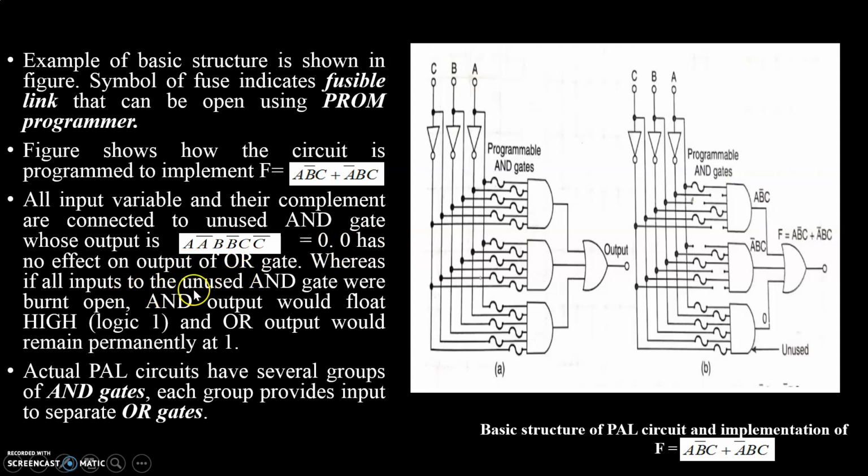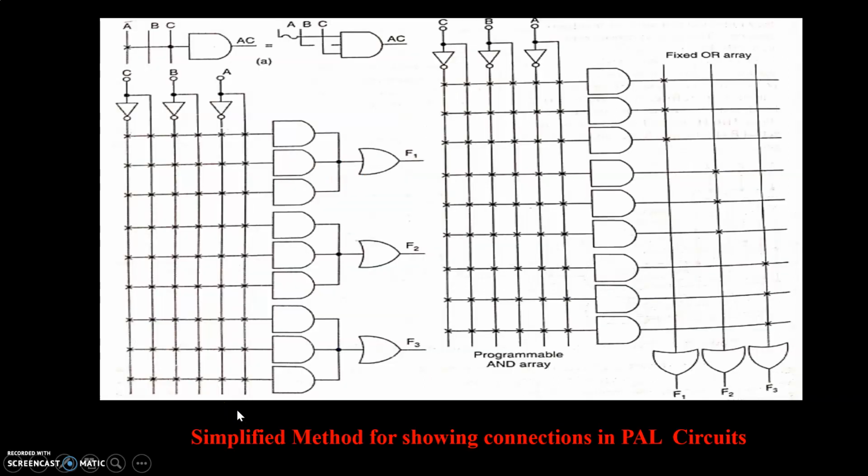Whereas if all the inputs to the unused AND gate were burnt open, the output would float high at logic 1, or the output would remain permanently at 1. Actual PAL circuits have several groups of AND gates. Each group provides input to a separate OR gate. This is the circuit diagram of PAL. You can see here there are 9 AND gates and 3 OR gates. Each of the AND gates receives the input from the 3 variables A, B, C in complemented and uncomplemented form.